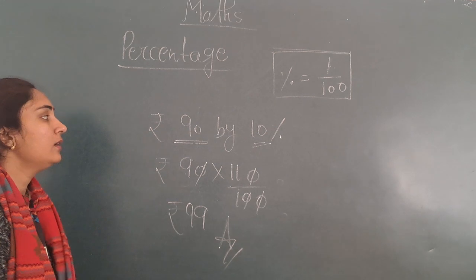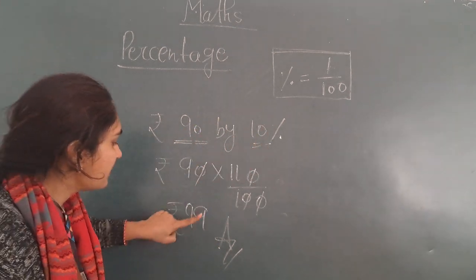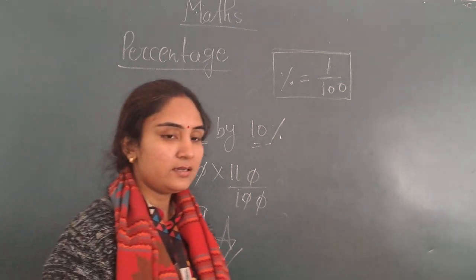Got it? Now the answer will be 11 times 9, 99. So that means if we increase 90 by 10%, the answer will be 99. Got it? Okay.